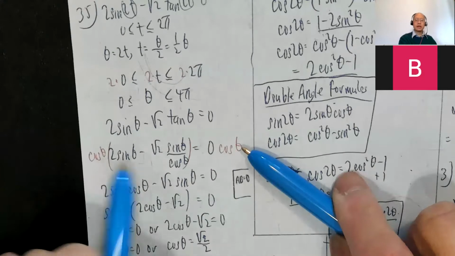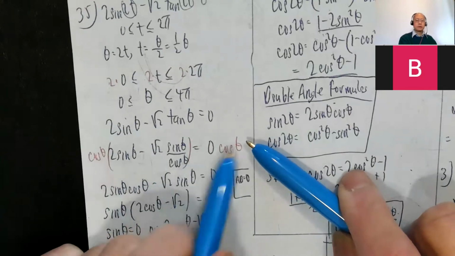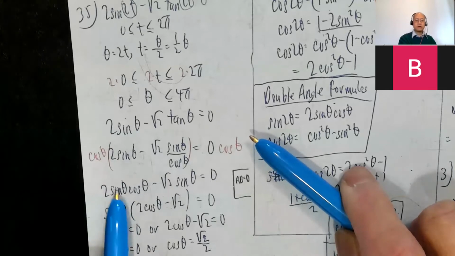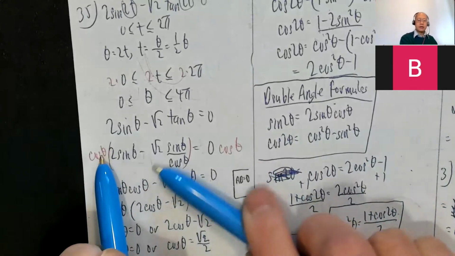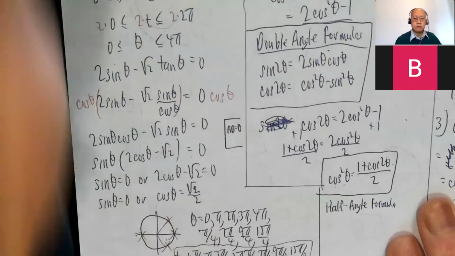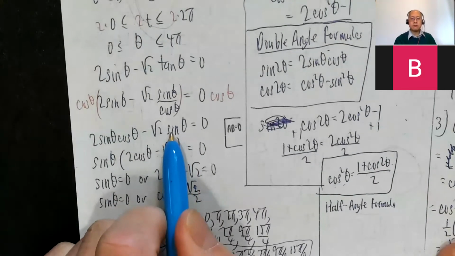Multiply both sides by cosine theta. 0 times anything is 0. 2 cosine theta sine theta, or 2 sine theta cosine theta. And here the cosines cancel out. So minus radical 2 sine theta equals 0. Okay, that's a little bit nicer.